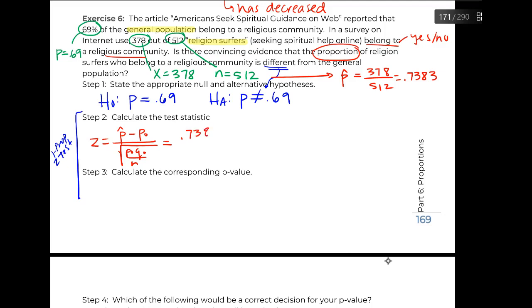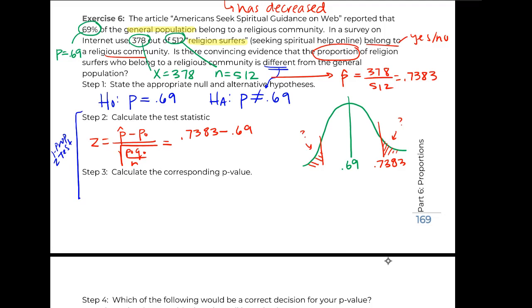So 0.7383 minus 69. So basically, the problem that we're solving here is we're saying, well, if that religion surfers have the same proportion as the general population, if it is 69%, what are the chances that we get 73% or something more extreme? And since we don't care which direction, it could have been more, it could have been less, this is what we're looking for as a two-tailed p-value. And this is all divided by the square root 0.69, because this is about the same as our p naught, right? 0.31, that's just 1 minus that, all over the 512.